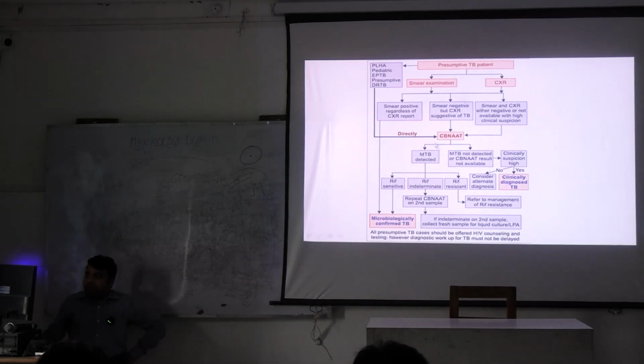Okay. Now look over here. If CBNAAT is not available and the microscopy is negative, then we can label the patient as clinically diagnosed tuberculosis.